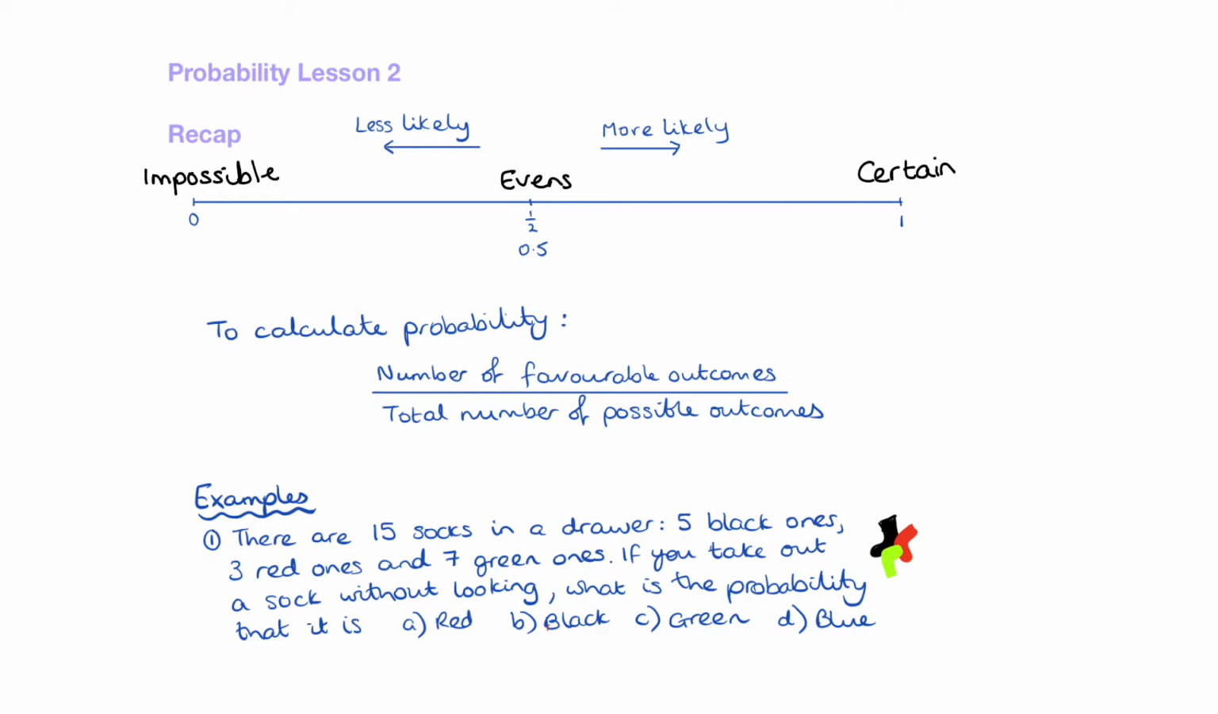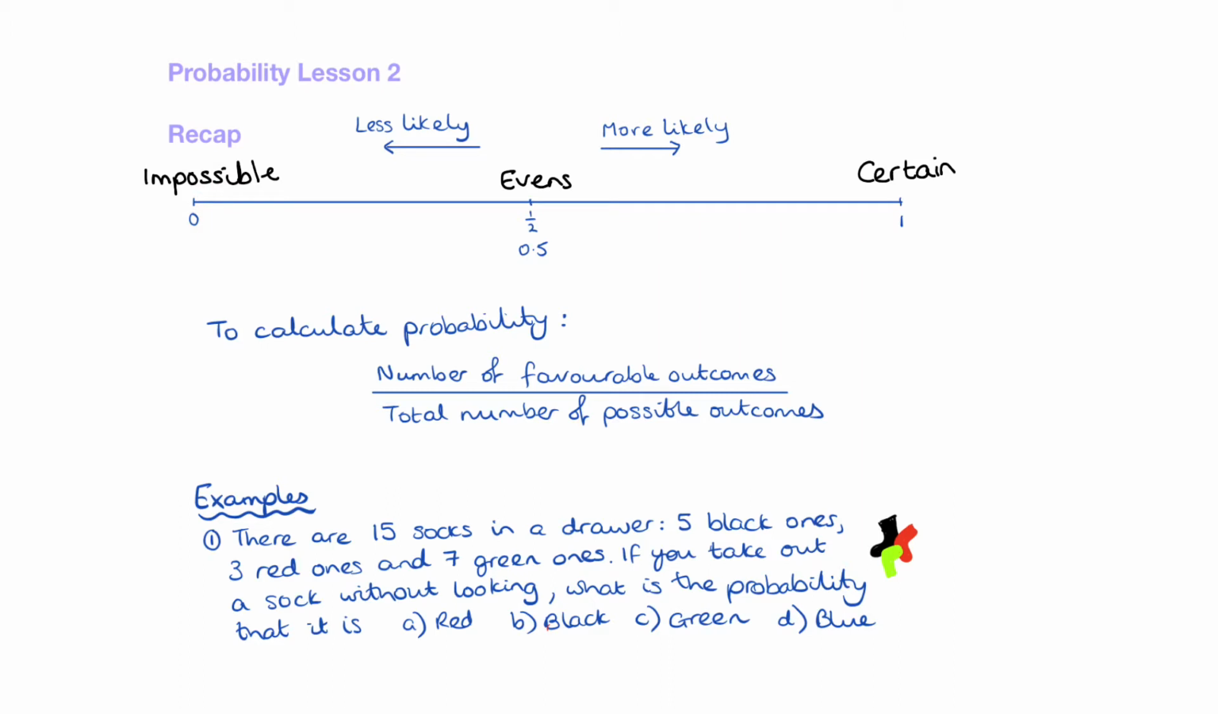Okay? And then if we just look at the other bits on our likelihood line, if something was in between impossible and evens, it would be unlikely. Okay? So the further it is towards this end, the more unlikely it is. So something down here would be very, very unlikely.